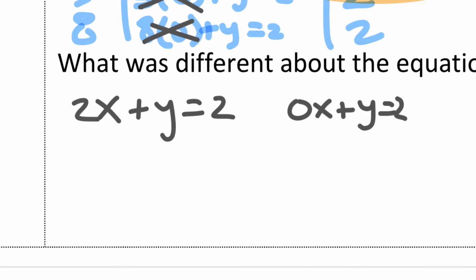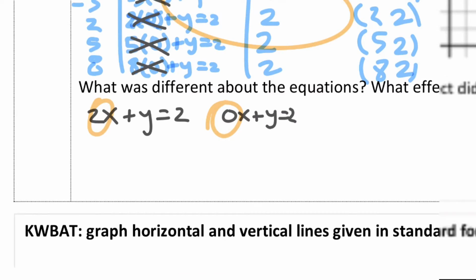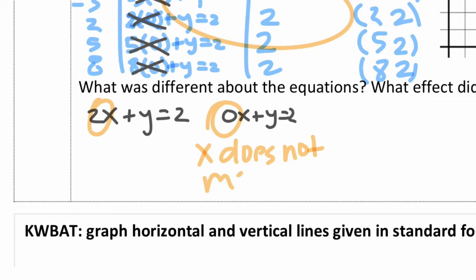Okay, go ahead, think and write about what are the differences between these equations that could have caused that difference in our graph. I'm hoping you pinpointed the 2 and the 0 as the difference. Okay, if we have 0 x's, that means the x does not matter. It means that x can be whatever it wants to be. Y is always going to do its own thing, which is y is always going to be 2.